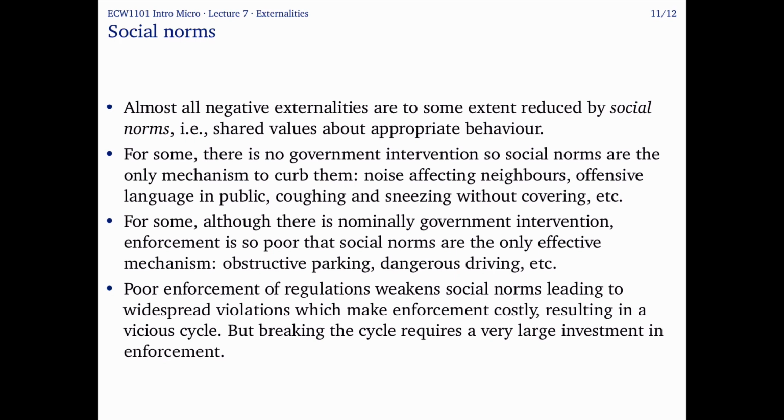Okay? Unfortunately, it's difficult then to reverse this. So my point here is that the interaction between the two is that once enforcement becomes sufficiently poor, then it becomes this vicious circle of poor enforcement, erosion of social norms, which makes more instances of this happening, more difficult to enforce, and so on. Yeah.